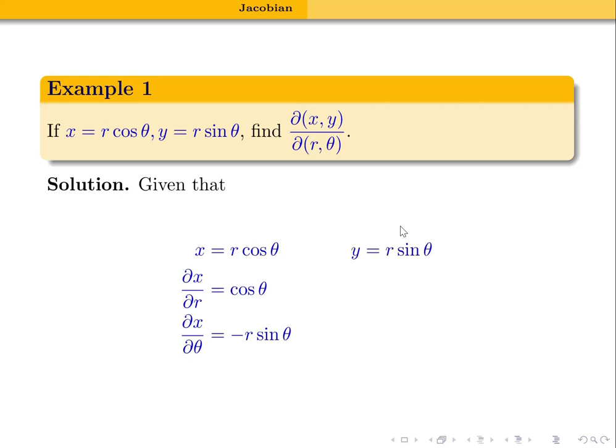Again for y, we differentiate with respect to r and θ. First, differentiating with respect to r, ∂y/∂r is the differentiation of r, which is 1. Since we are differentiating with respect to r, θ is a constant, so sin θ is a constant. Therefore, 1 into sin θ is sin θ. Again ∂y/∂θ: differentiating y with respect to θ, we get r cos θ.